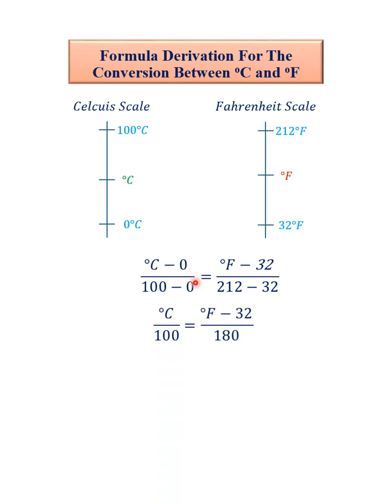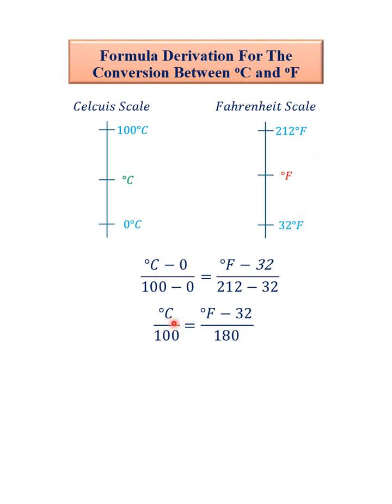This minus 0 gives us degree Celsius. 100 minus 0 is 100. Degree Fahrenheit minus 32 divided by 180. 212 minus 32 will give us 180. Please take note that 100 is the fundamental interval for the Celsius scale, while 180 is the fundamental interval for the Fahrenheit scale.